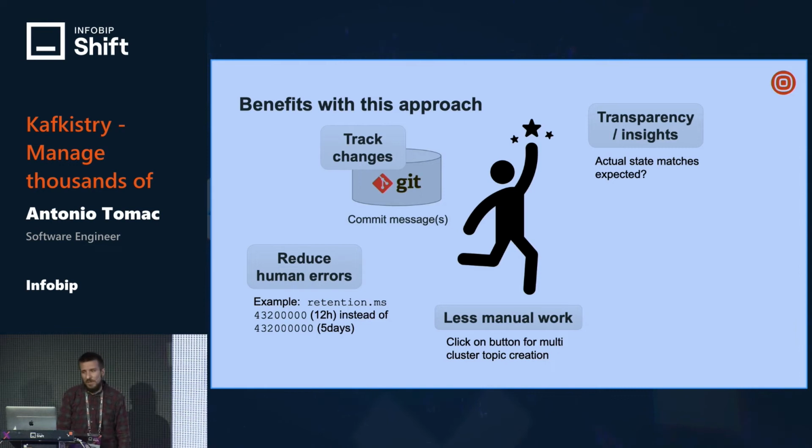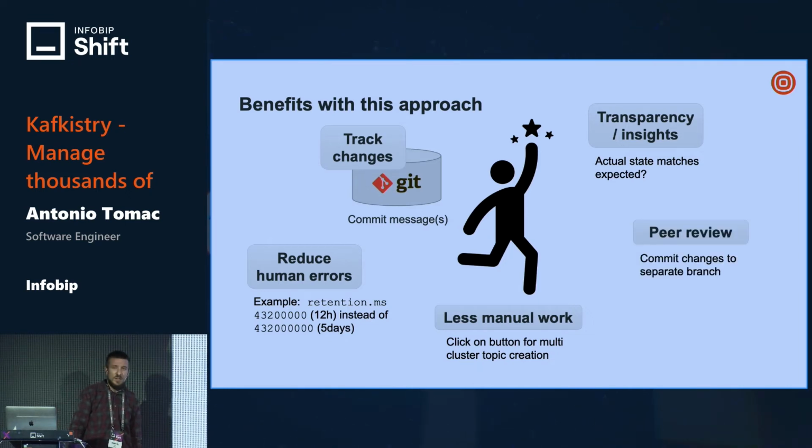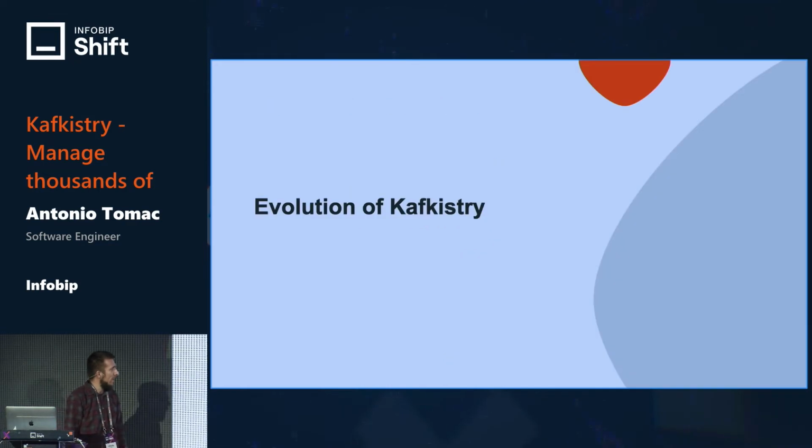And with this, we also have better transparency, meaning that we can now quickly check for all our clusters whether the configuration in Git actually corresponds to everything on all clusters. And since we are using a Git repository for the storage, it opens the opportunity that each change is committed into a separate branch so that it can be peer reviewed before merging to master.